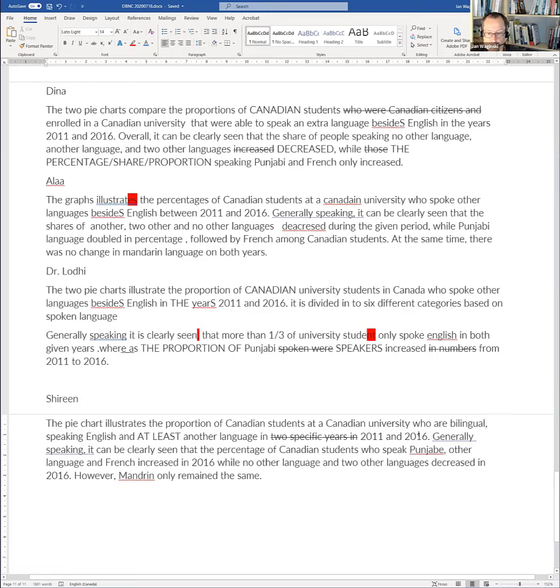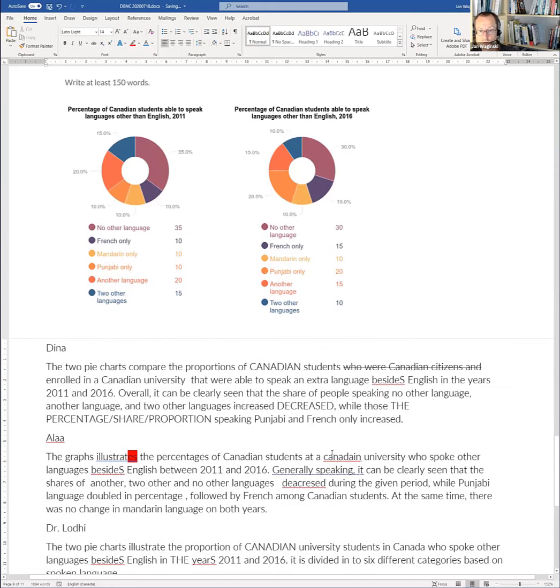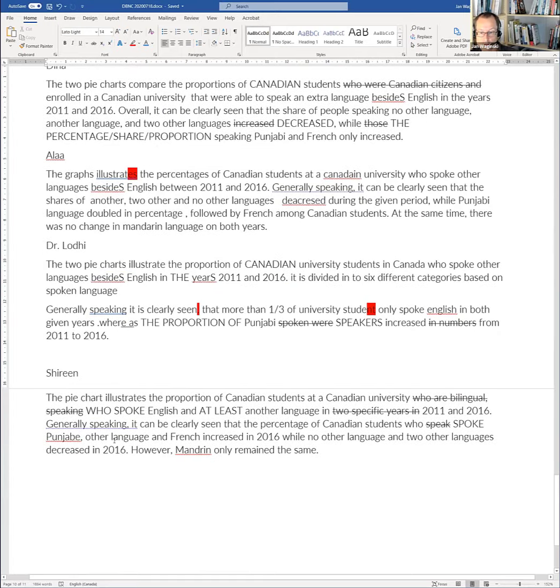Or we could just say who spoke English and at least another language in 2011 and 2016. Generally speaking, it can be clearly seen that the percentage of Canadian students who spoke other language went down from 20 to 15. It has to be in past tense because the graph, the data ends in 2016. Those who spoke Punjabi and French. The percentage of Canadian students who spoke Punjabi and French increased.